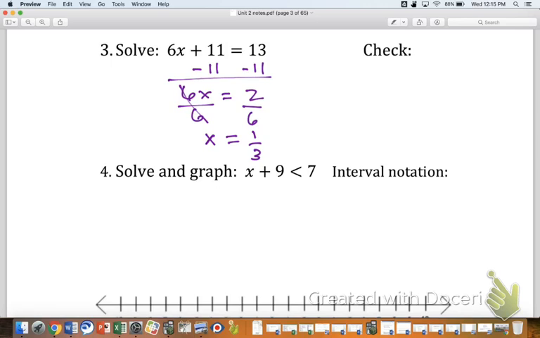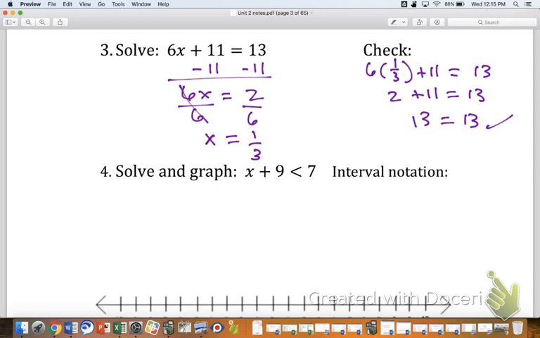How do I check? I plug it back in. So that's what my check will be over here. I'm going to say 6 times 1/3 plus 11, hopefully equals 13. What's 6 times 1/3? 2. Yeah, it's 6 over 3 essentially. And 2 plus 11, look at that. That really is 13. It checks out. We can be pretty confident we didn't make any mistakes. Okay. Any questions at all from anybody?